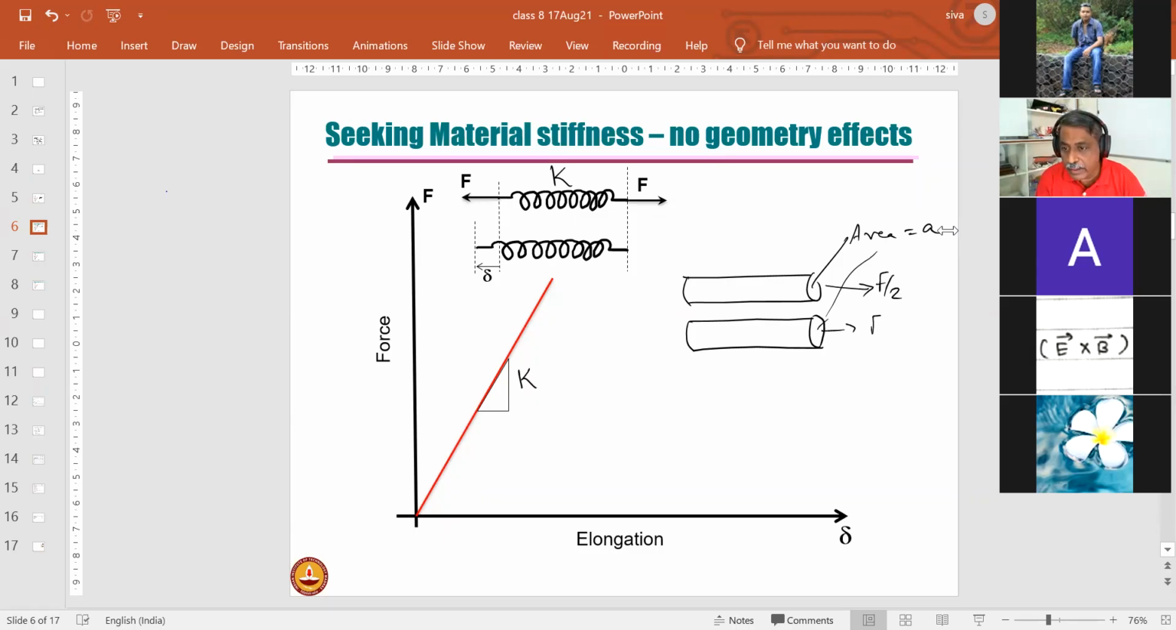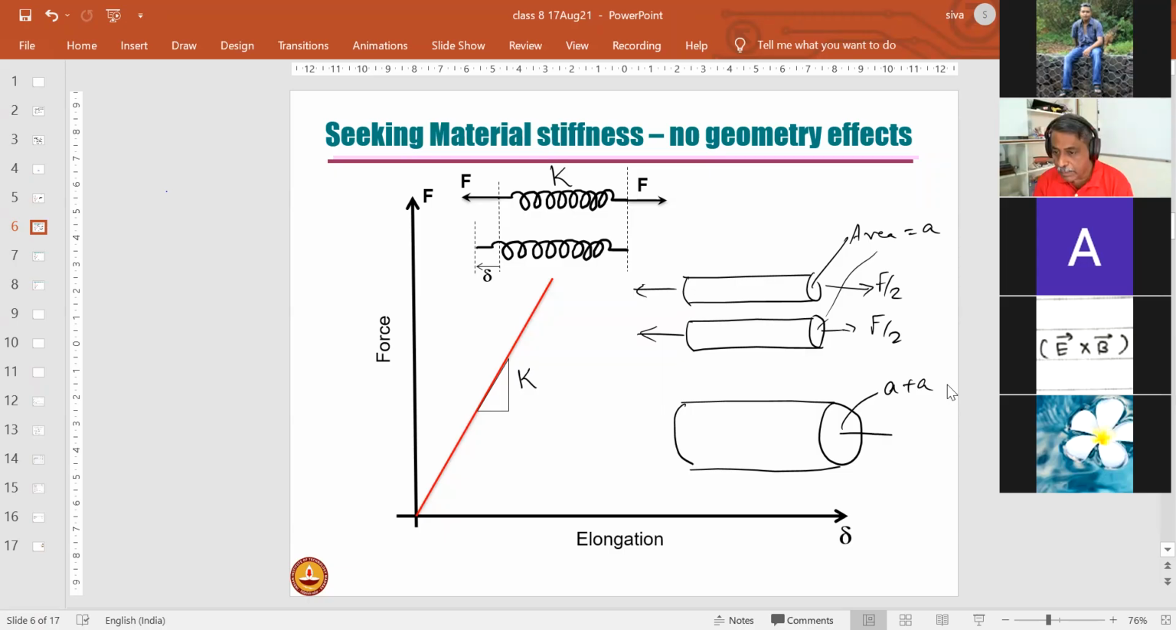and let's say if I apply F by 2 here and F by 2 here, and find out the elongation, and I take another of the same material, but now with a cross-section which is equal to A plus A, and apply a force F over here, will I get the same cross-section? I'm sorry. Will I get the same elongation? Sorry. I was wondering why there is no answer.